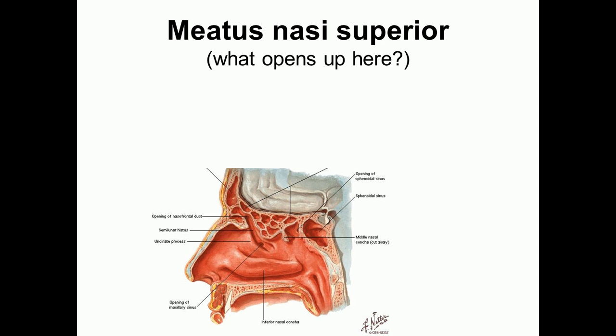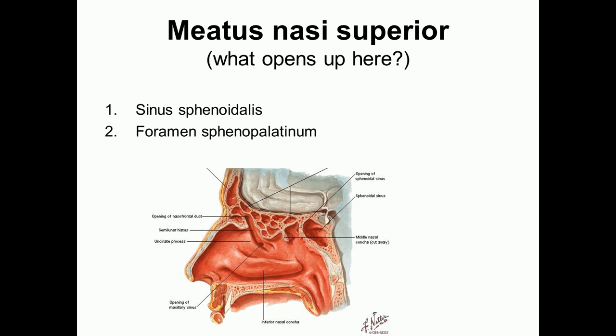And now there is a question: what opens up to meatus nasi superior? Meatus nasi superior is here. So, what opens up here? First of all, sinus sphenoidalis. You can see here sinus sphenoidalis. It will open into meatus nasi superior. Number 1, sinus sphenoidalis.